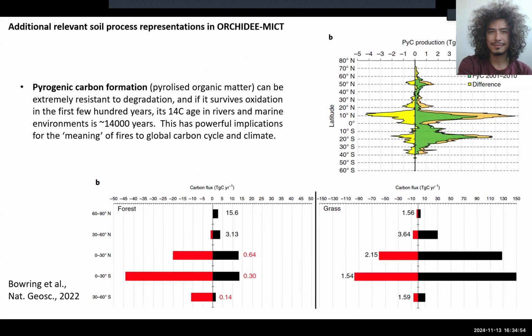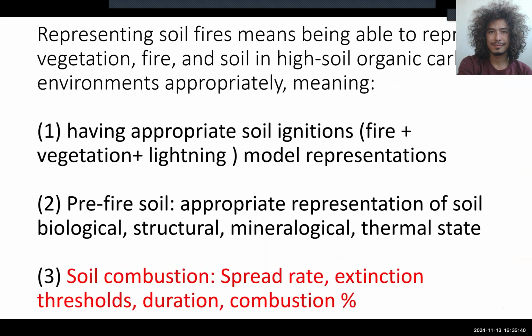And finally, we also have a module for pyrogenic or black carbon formation, which is quite important to the terrestrial carbon cycle, because it may allow a large amount of the carbon that was affected by fire to actually remain in the terrestrial or aquatic worlds for a considerable amount of time before oxidation. So, for example, in rivers, the average age is about 14,000 14C years. So all these considerations, and being able to model them, are quite important before we can even start talking about soil combustion modeling at a global scale.